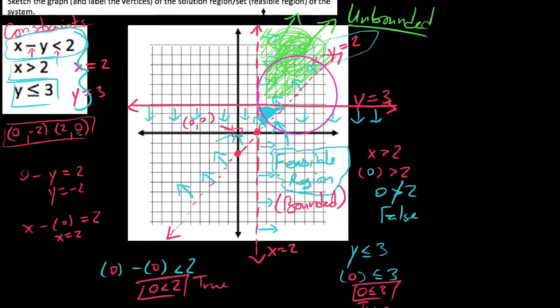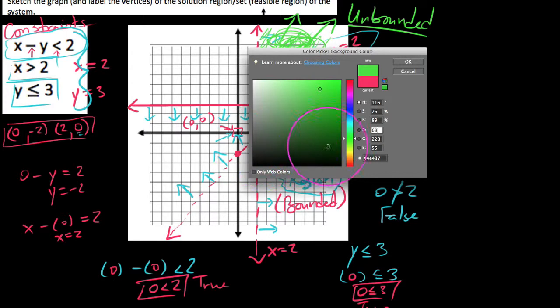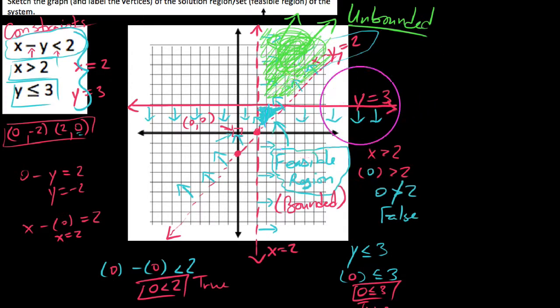And last but not least, we want to find the vertices of this feasible region. So again, we'll switch out the color, maybe a golden color here. The vertices of the feasible region would be points like this, this point, and this point. Okay, so we are often interested in finding these vertices of the feasible region.